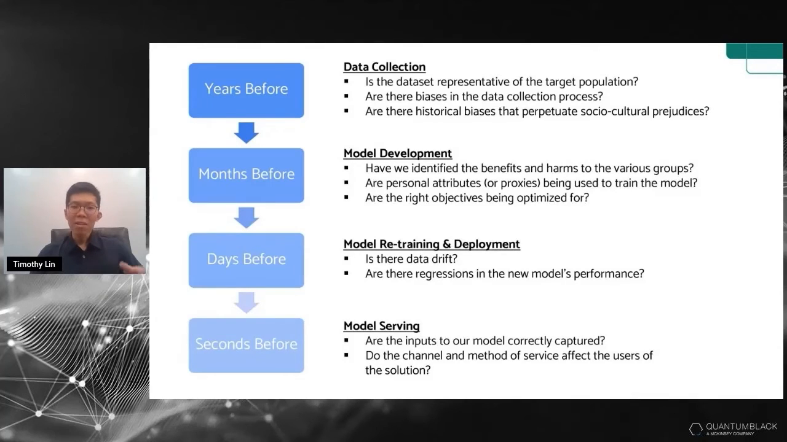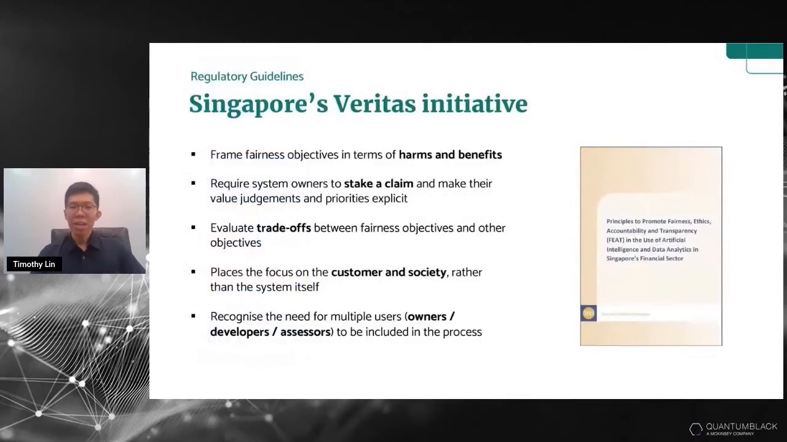And I'd like to put it back to the Singapore context, right? And talk about this Veritas initiative that's going on. This initiative, as I mentioned, tries to nudge and encourage financial institutions to take a closer look at the models that they're deploying, frame certain kinds of fairness requirements, and ask themselves how machine learning and AI models are going to affect consumers and society. So financial institutions are supposed to evaluate the trade-offs between these fairness objectives and stake a claim in terms of their value judgments and how that translates down to affect customers and society.